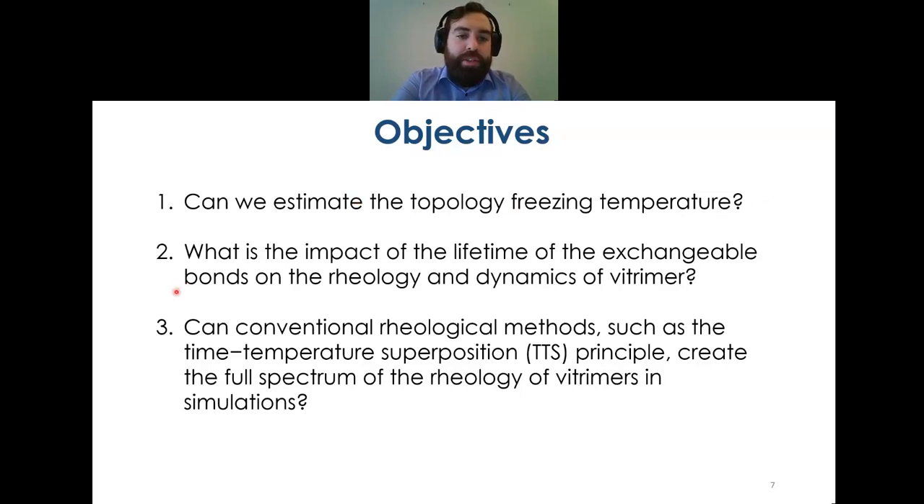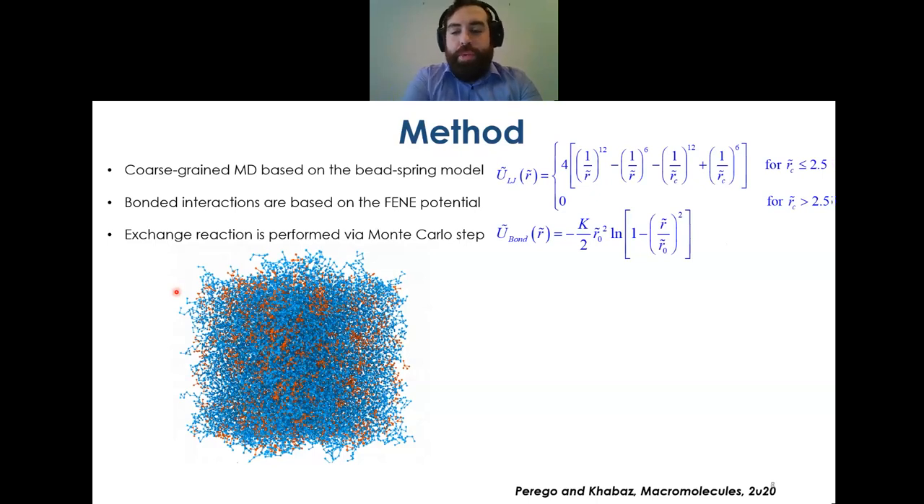The second objective is, what is the impact of the lifetime of the exchangeable bonds on the rheology and the dynamics of the vitrimers? And lastly, can conventional rheological methods such as the time-temperature superposition principle create the full spectrum of the rheology of vitrimers in simulations? So the method that we proposed, which was recently published in Macromolecules a couple of months ago, is using a coarse-grained molecular dynamics model based on the bead-spring model, where the bonded interactions are based on the FENE potential here.